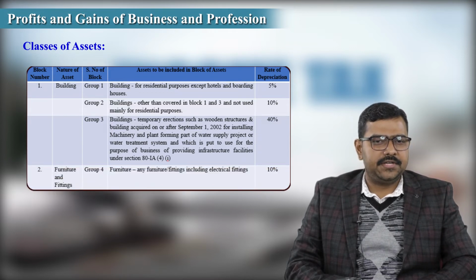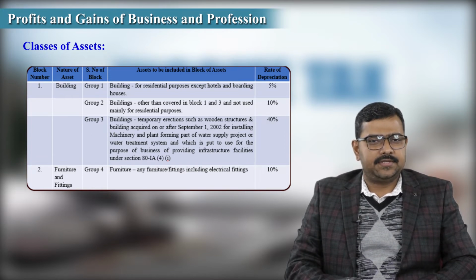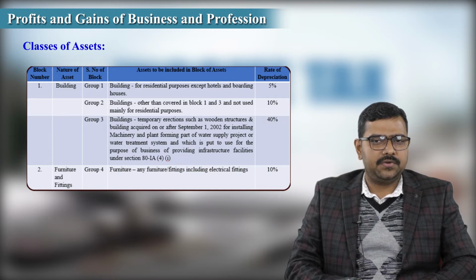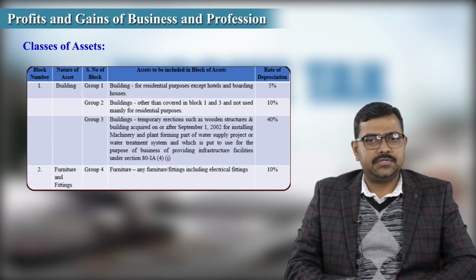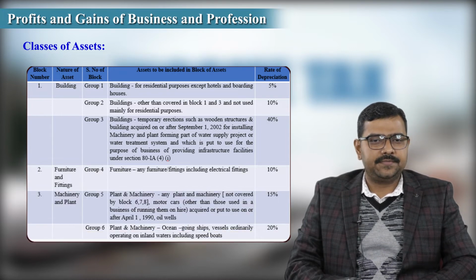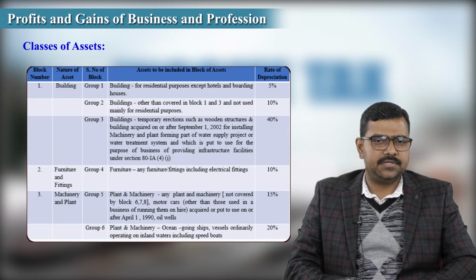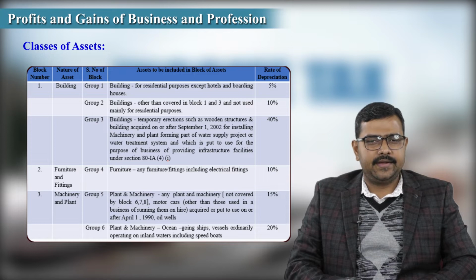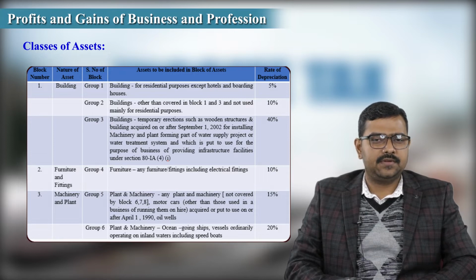Next type of asset is furniture and fittings. It is under group 4. The rate of depreciation is 10%. So, furniture, any furniture including fittings including electrical fittings, the rate of depreciation shall be 10%. Third type of asset is machinery and plant. We have many groups in machinery and plant. For example, group 5: plant and machinery not covered by block 6, 7 and 8, motor cars other than those used in a business of running them on hire, acquired or put to use on or after April 1st, 1990, the rate of depreciation will be 15%.